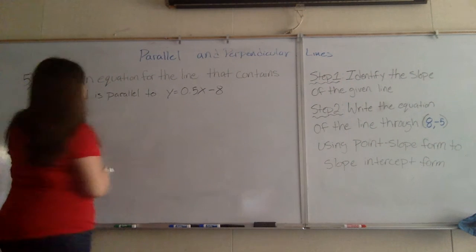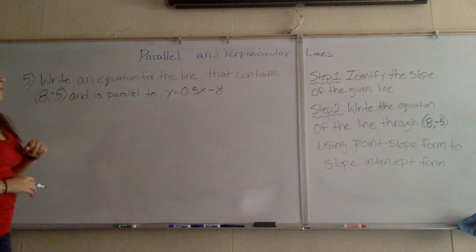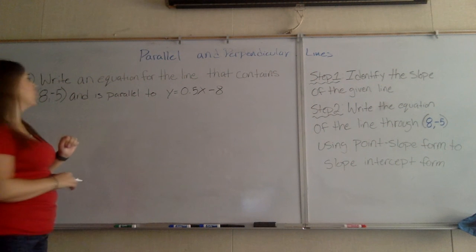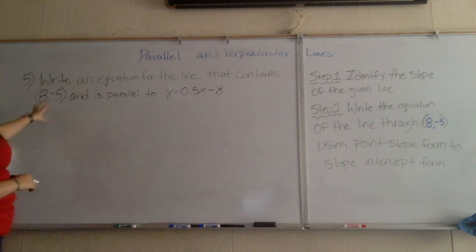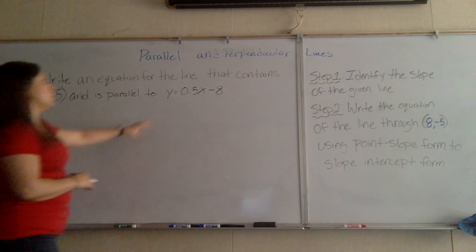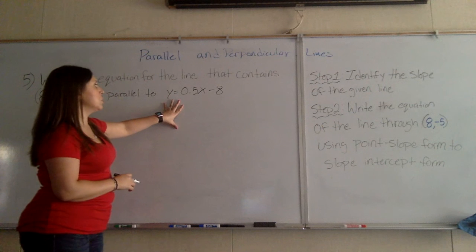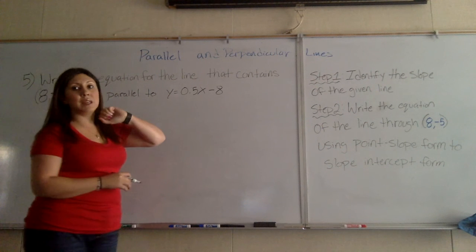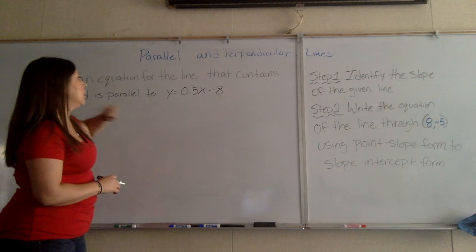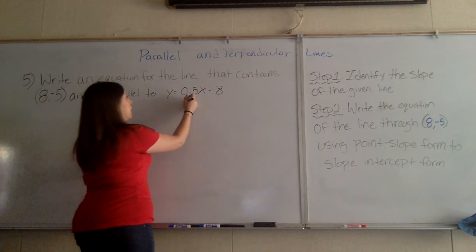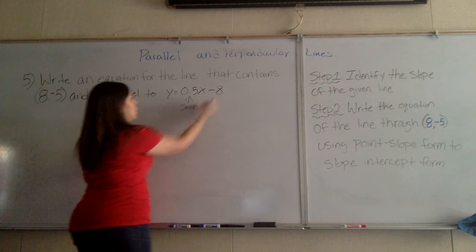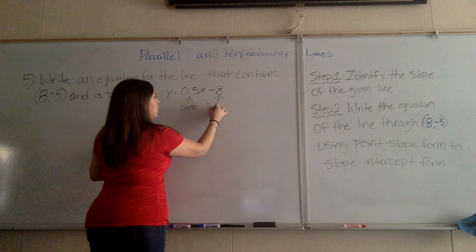Alright, so for question 5, we're going to do the same thing as question 4. It's still asking us to write an equation for the line that contains the point (8, -5) and is parallel to the equation y = 0.5x - 8. So again, recap for parallel lines: parallel lines need to have the same slope, but a different y-intercept.